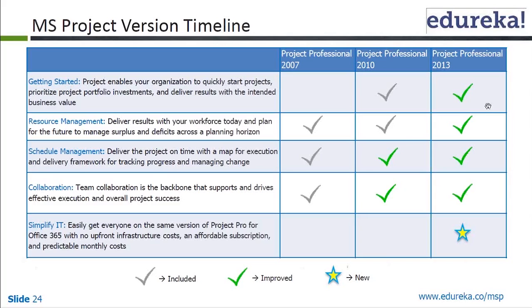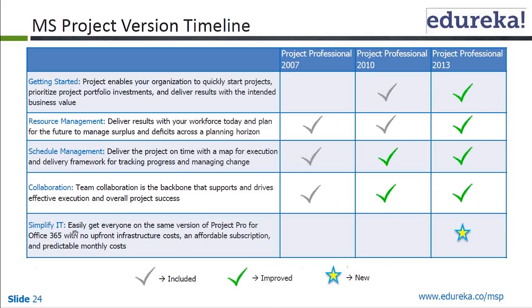All these features will be seen because we'll be covering Project Professional 2013. So you can see, these are all improved ones. Then collaboration: team collaboration is the backbone that supports and drives effective execution and overall project success. So you can see that is the improved version that we have.